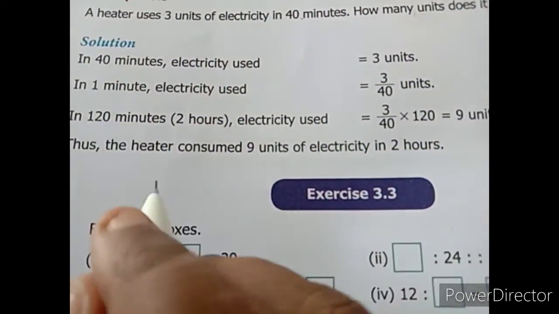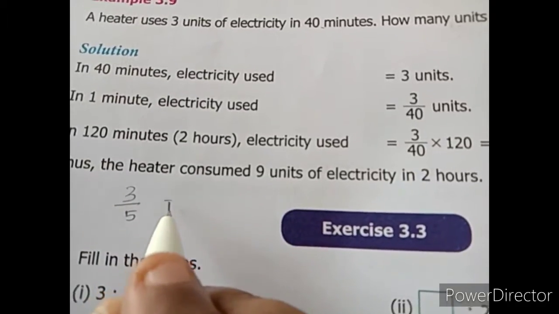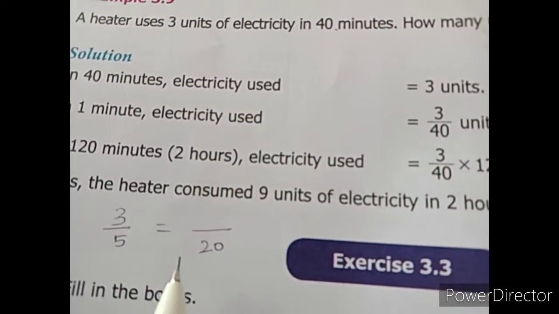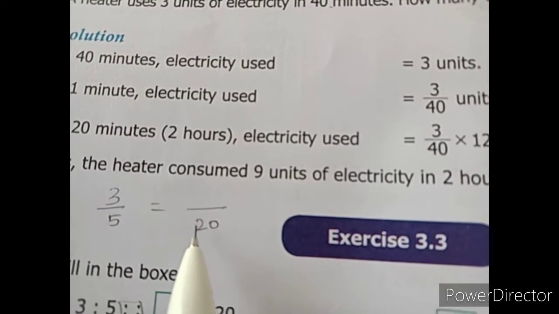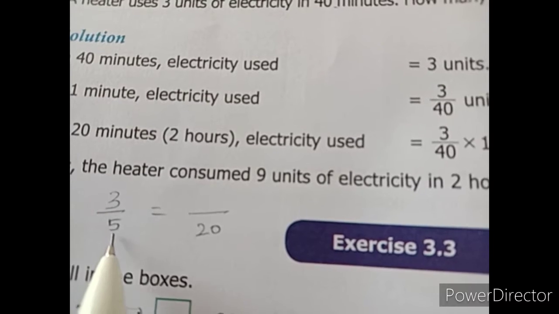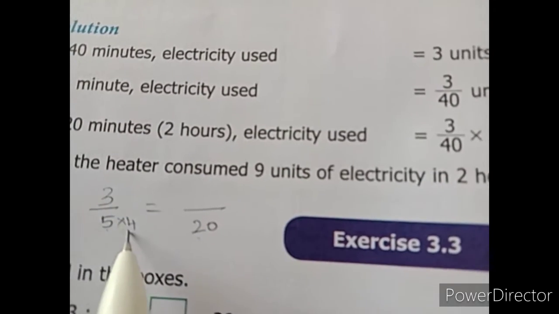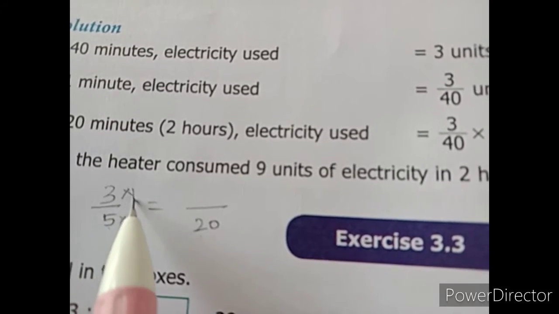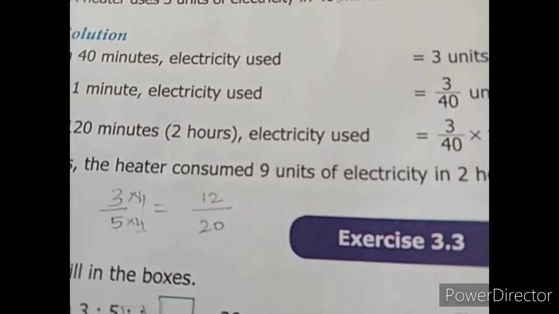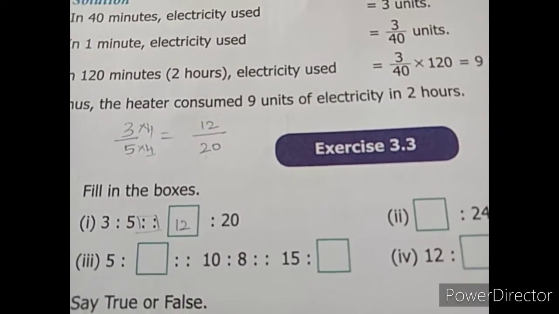See here, I'm just working it out here. 3/5 is equal to dash by 20. Now we are going to find it. So to get 20, what should be multiplied with 5? It is 4. So 5 4s are 20. The same 4 should be multiplied with 3. So 3 4s are 12. So what is the answer? The answer is 12. Shall we go with the next sum?